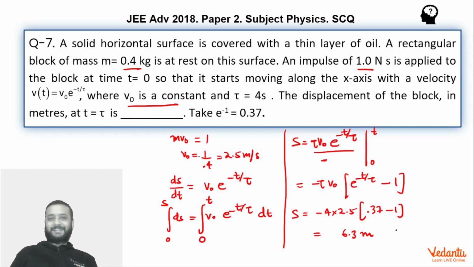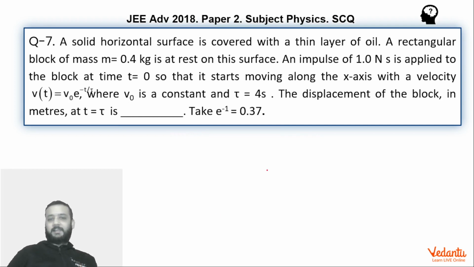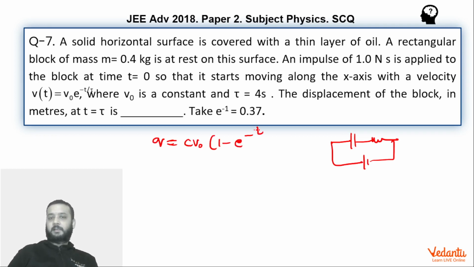Now, let's see the capacitor method. We realize that in an RC circuit, if you try to recall, charge as a function of time is nothing but C V naught into 1 minus e to the power minus t by tau. Tau is nothing but RC. And the current in this case is V naught upon R into e to the power minus t by tau.